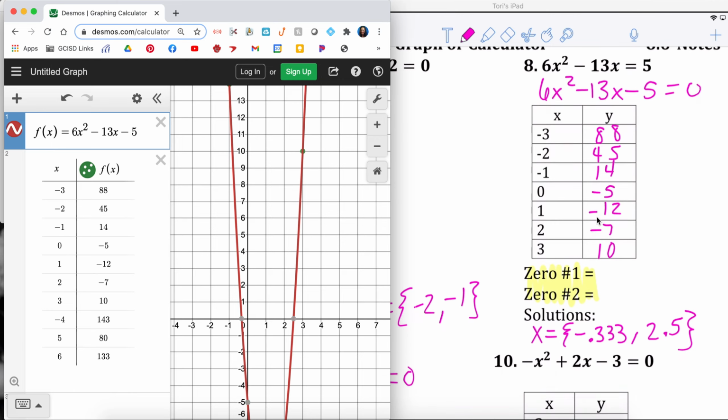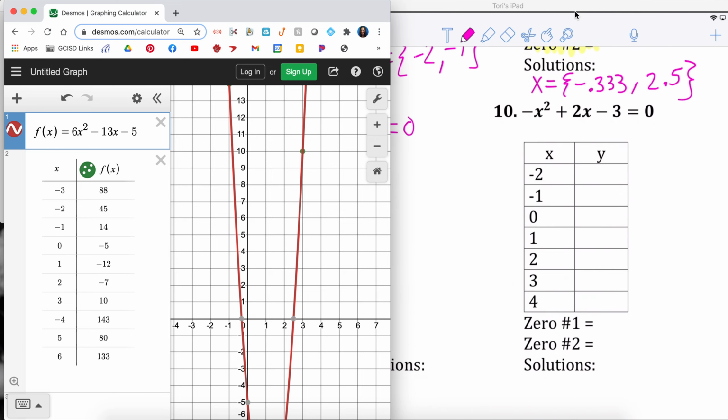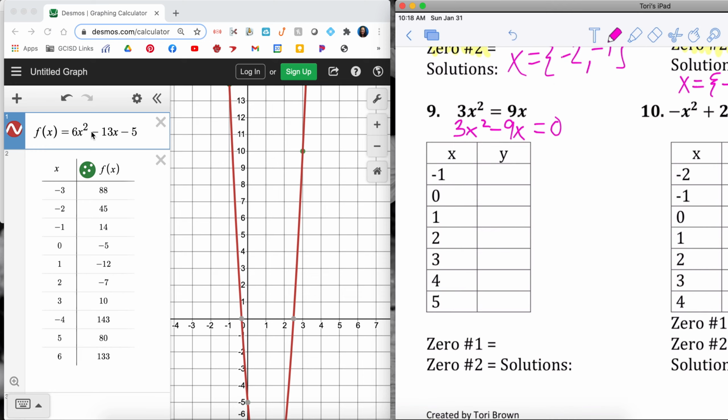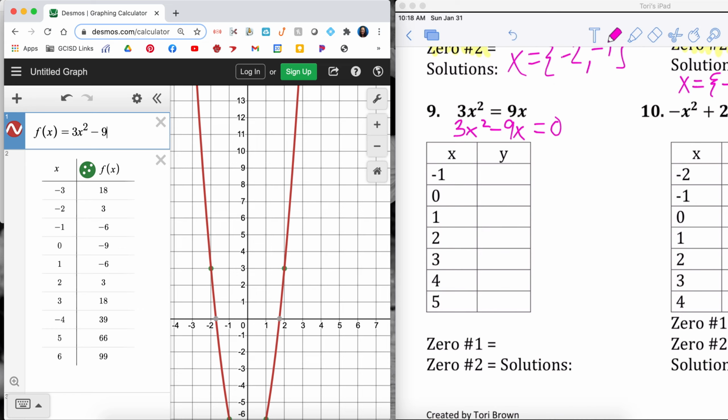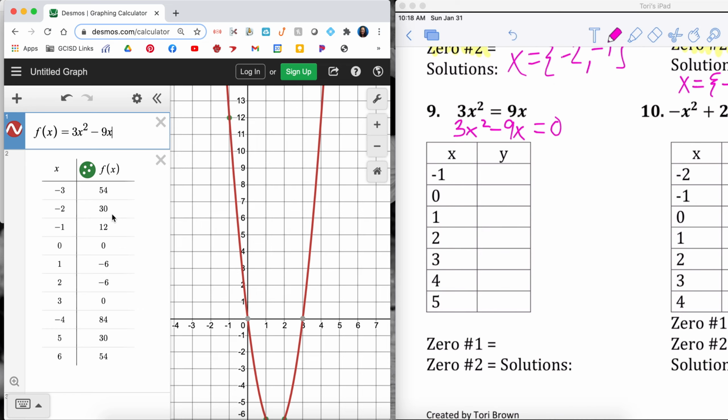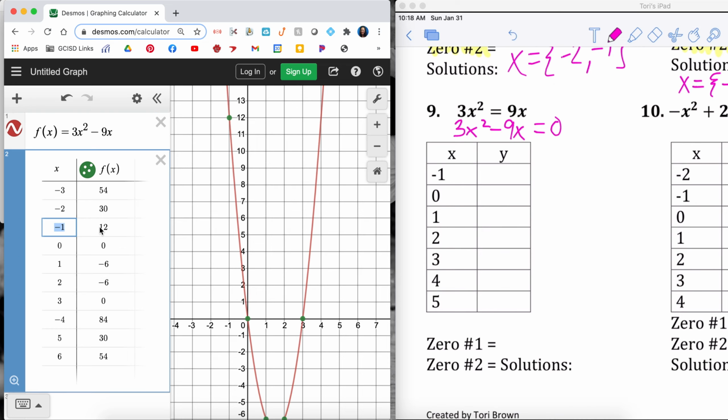All right, let's scroll up a little bit. We're going to go to number 9. Number 9, I'm going to edit my equation. We've got 3x squared minus 9x. Looking at the table, I don't need the first couple. My first line I'm looking for is this negative 1. So we're going to write down 12, 0, negative 6. Oops, sorry. 12, 0. Yeah, negative 6, negative 6. 3 goes to 0. Remember, I need to change this back to a regular 4. And then we've got 12 and 30.